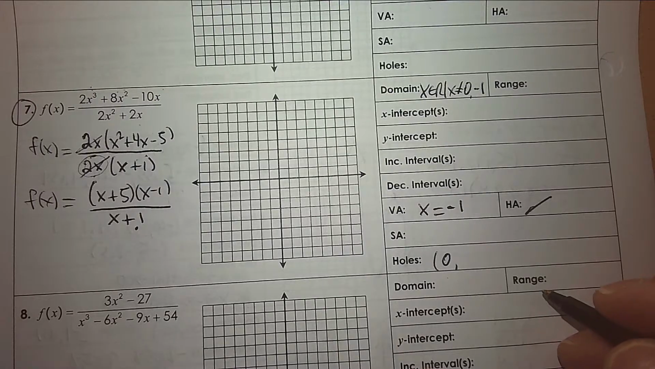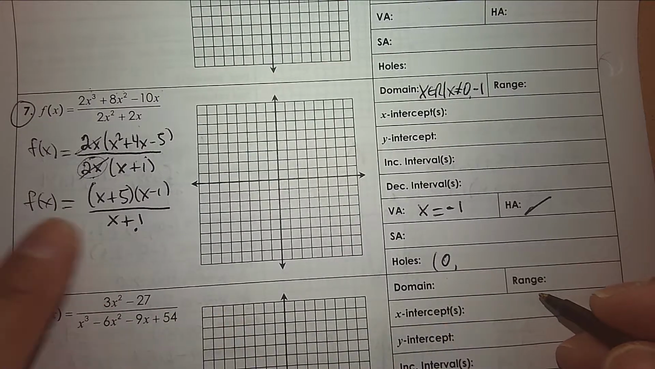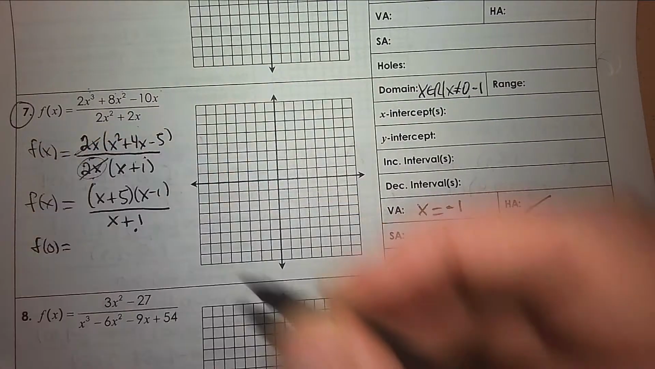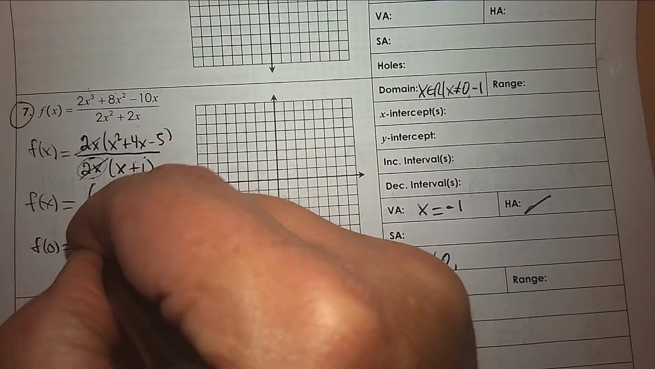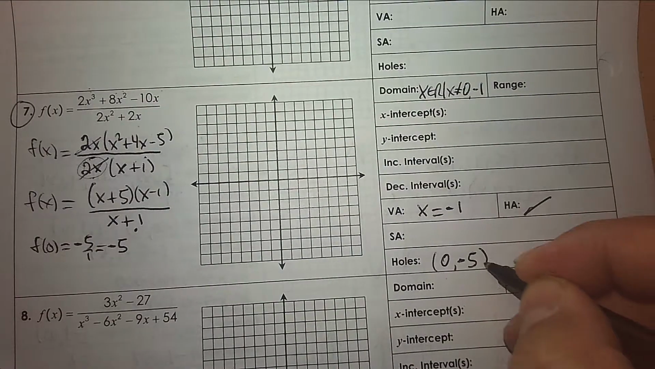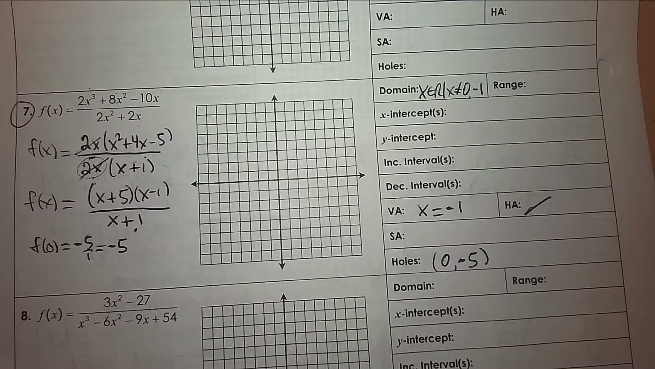How do I find the y value of the hole? What do I do? So if I plug in 0, what am I left with on top? And what am I left with on the bottom? Could you find the y value? And the answer is -5.